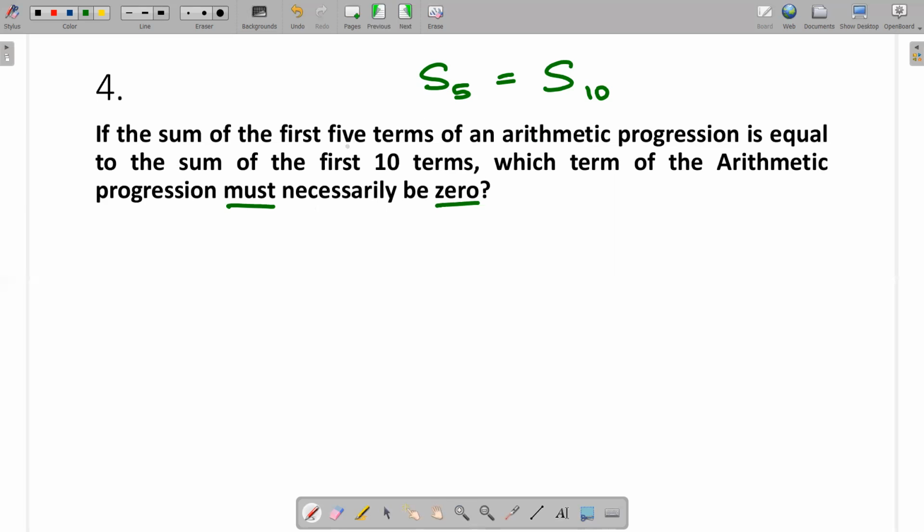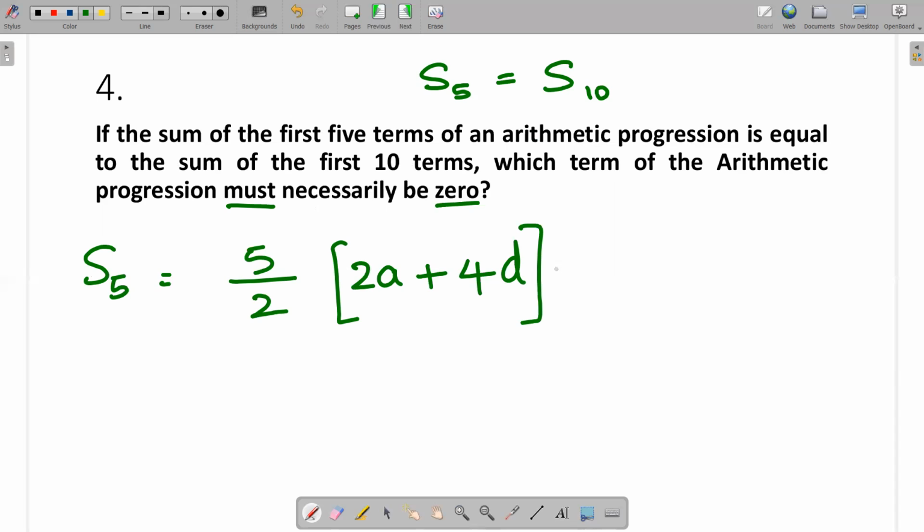Now, what is the sum of the first 5 terms of an arithmetic progression? S5 is equal to 5 by 2 into 2a plus (5 minus 1), that is 4, into d. I am using the expression for the sum of the first n terms of an arithmetic progression. Now, what about S10? We have it as 10 by 2 into 2a plus (10 minus 1), 9, into d.